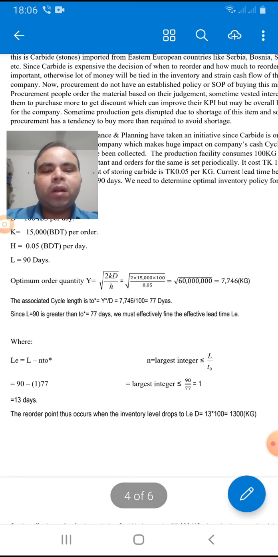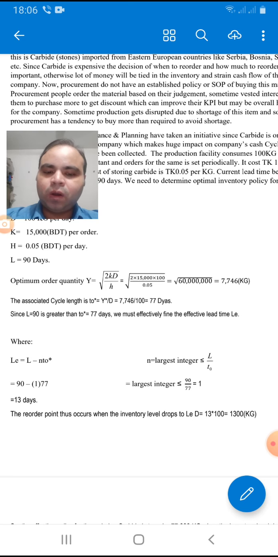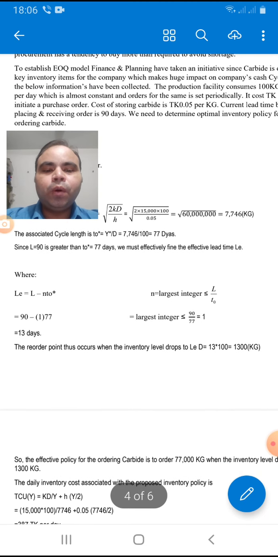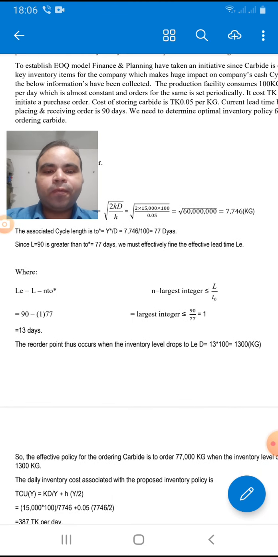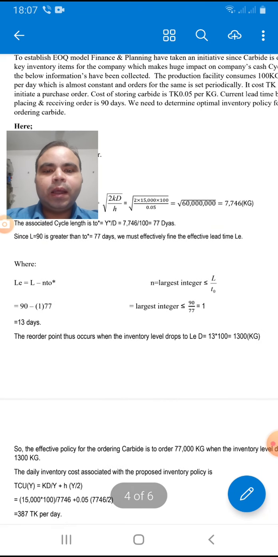And as the order quantity is 7,746 and demand is 100 kg, the lead time is 77 days only. So according to this lead time, we have to adjust when to order. So in this case we applied the theory of reordering, and we found out that the 1300 kg is the reordering point.